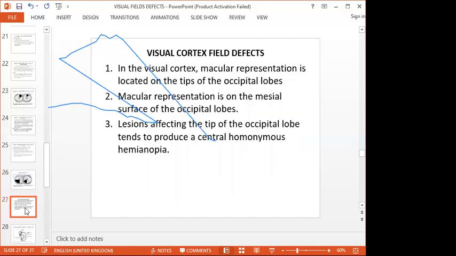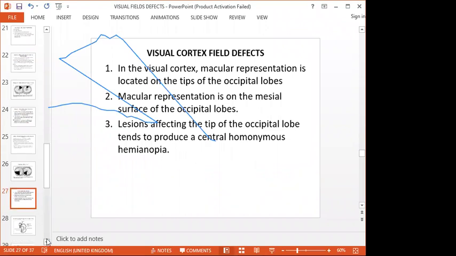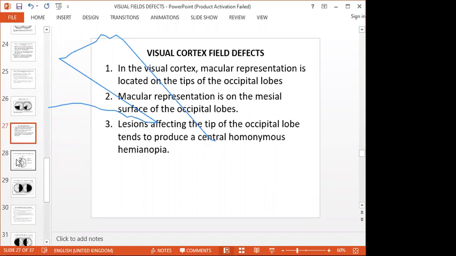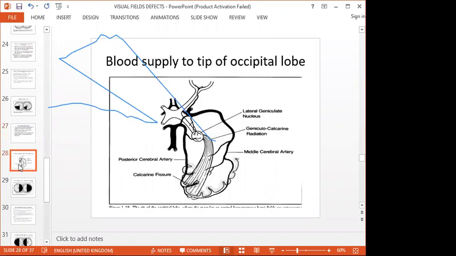Visual cortex field defects. In the visual cortex, macular representation is located on the tips of the occipital lobes. Right? That's the tip. And lesions affecting the tip of the occipital lobe tend to produce central homonymous hemianopia. Tip of the occipital lobe, somewhere.